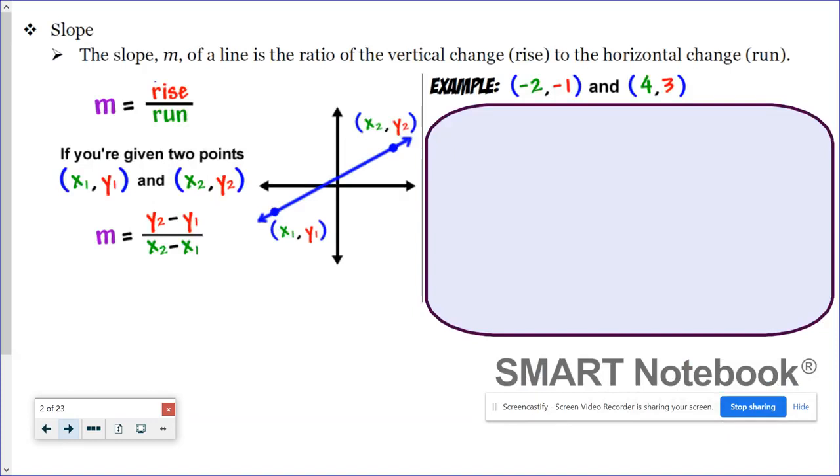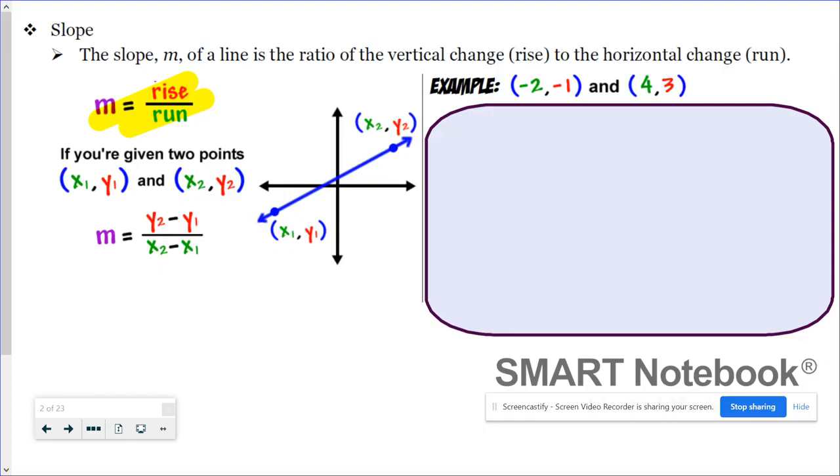Slope, and we use the variable m to represent slope, is the ratio of the vertical change to the horizontal change. Now you may refer to this as rise over run. So when I'm looking at the graph of a function, I can determine what is the rise and the run. Pick two nice points, start on the left, and move to the right. So if you rise up, your slope will be positive, and if you rise down, your slope will be negative, and you're always going to run to the right.